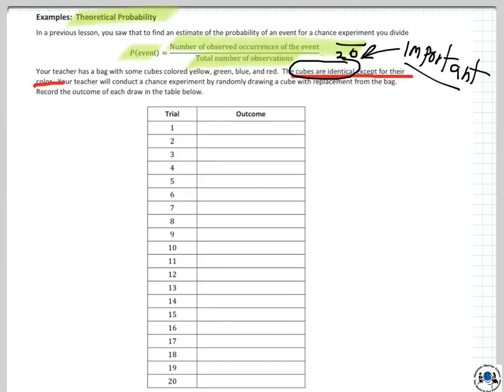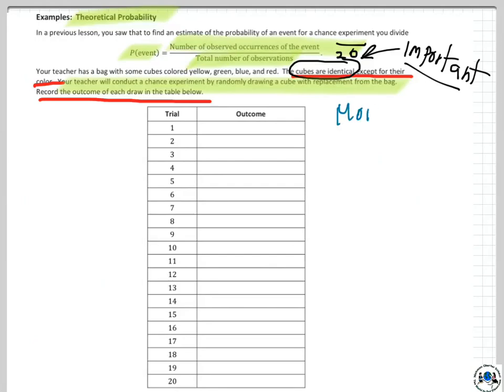Again, really important that they're all the same, because when I stuck my hand in the bag to grab them, I could feel no difference in the cubes because they were the same exact size and shape. Anyway, your teacher, that's me, will conduct a chance experiment by randomly drawing a cube with replacement from the bag. Record the outcome of each draw in the table below.